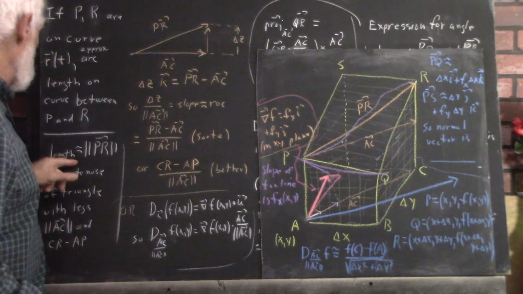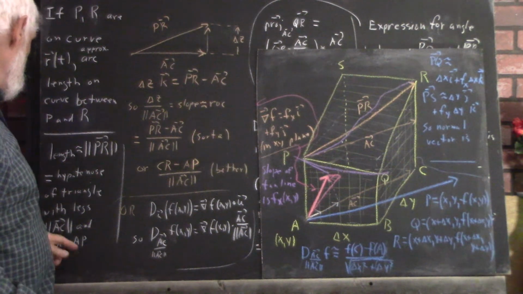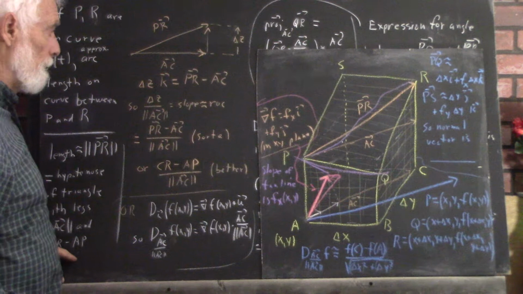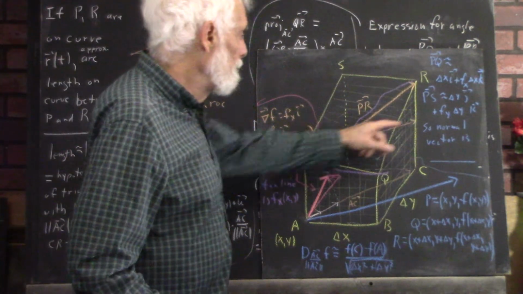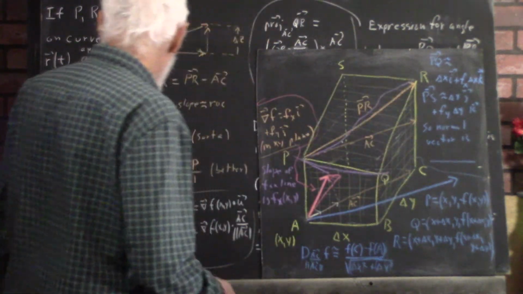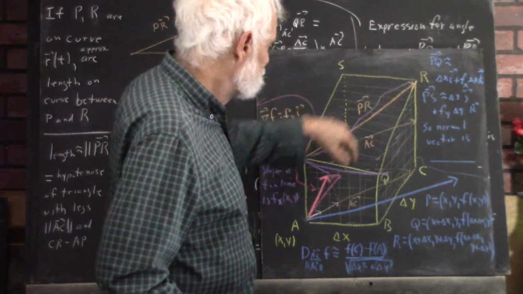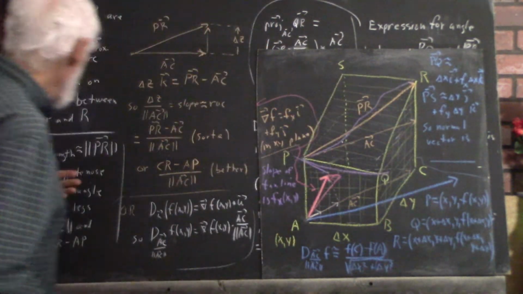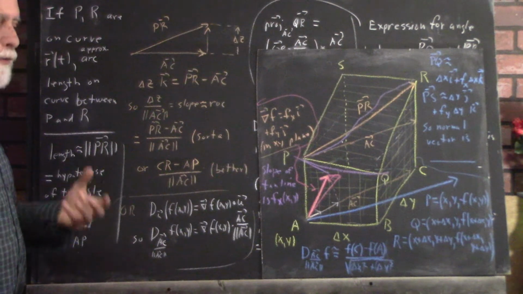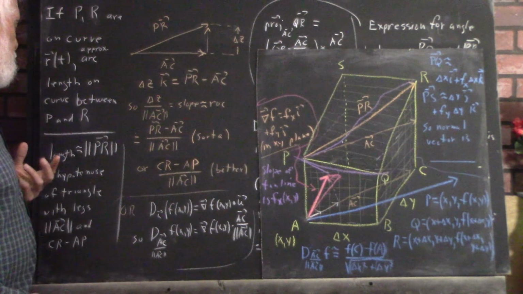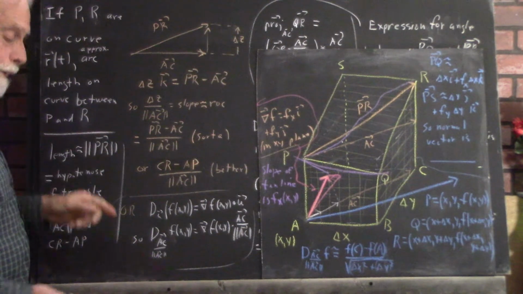So, say the length is approximately the magnitude of PR, which is the hypotenuse of a triangle with legs AC and CR minus AC. Here's AC, and here's CR minus AP, not AC, minus AP. There's your CR minus AP. There's your AC. So two ways of representing the length of that thing, which if you understand will illuminate formulas for the arc length. Okay.